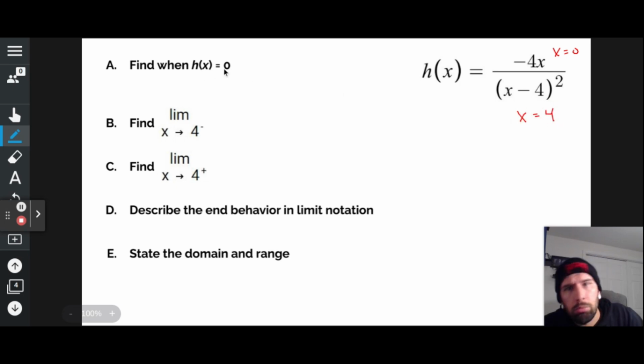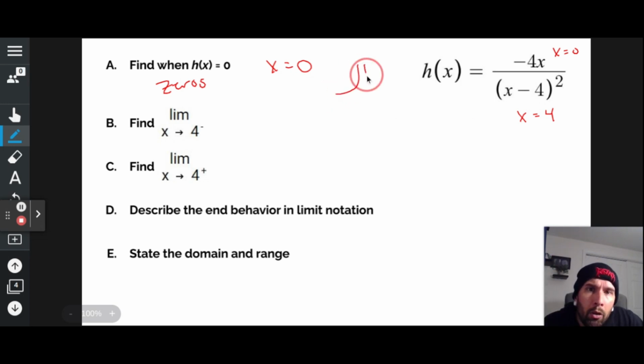Okay, so let's see what we need to do. Find when h of x is equal to 0. That's just fancy talk for saying what are the zeros, and in this case, the 0 is when x equals 0. Now, when you have multiplicity living somewhere in the denominator, if it's an even multiplicity where you have no repeats upstairs, you're either expecting this to happen graphically or this to happen graphically wherever you have yourself a vertical asymptote. Now, my vertical asymptote's at 4. I need to figure out which one of these guys I have.